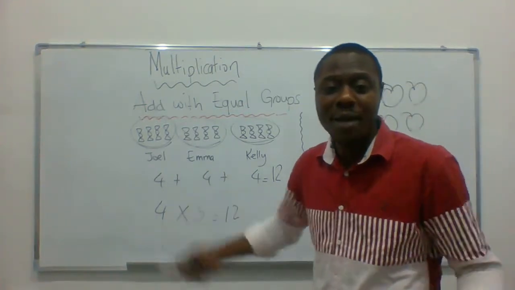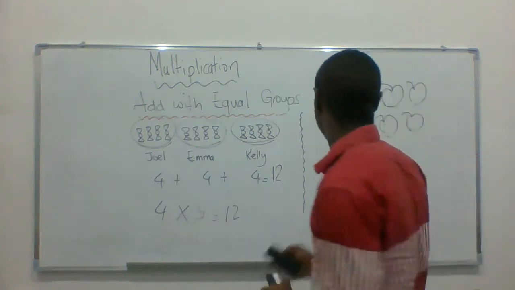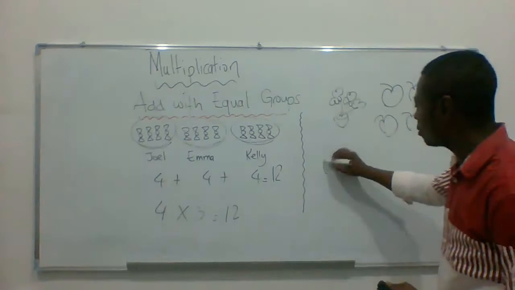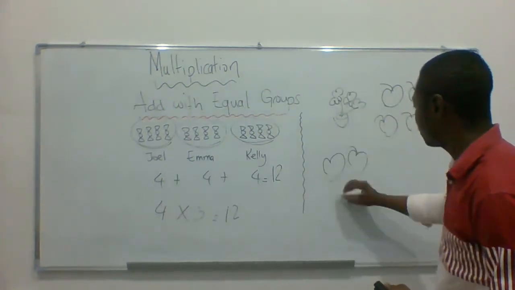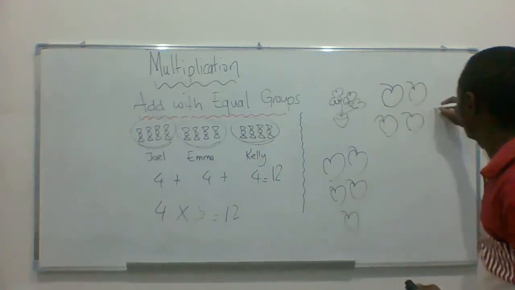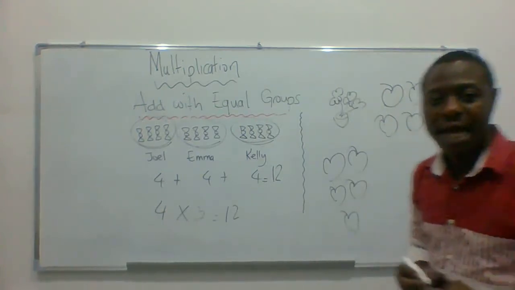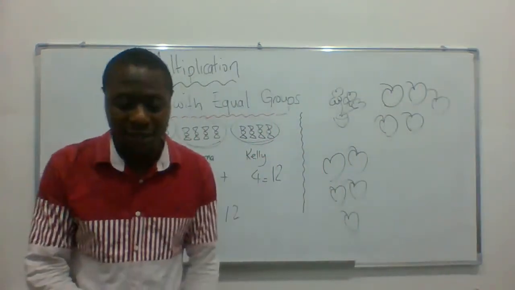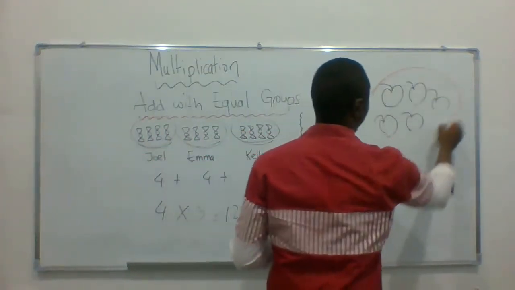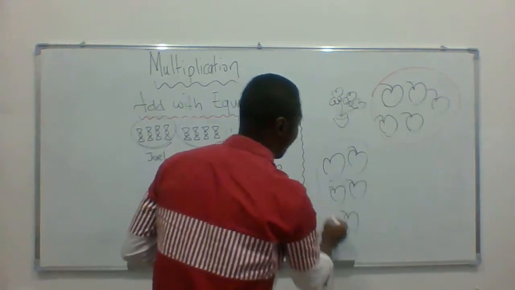I made an example of myself. I can make another example with tomatoes. I already have tomatoes there. Then I'm gonna make another group of tomatoes. Good. How many groups of tomatoes do I have? I have 2 groups of tomatoes. The first group is here, and the second group is here.